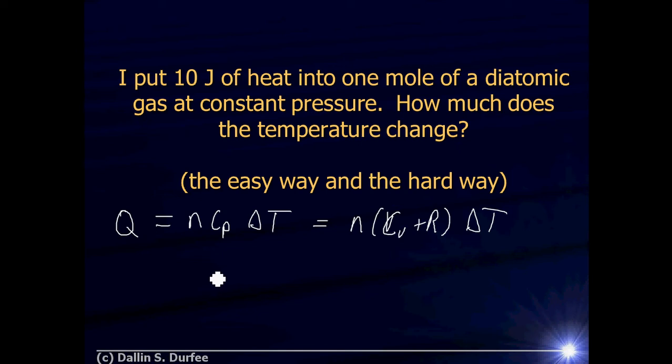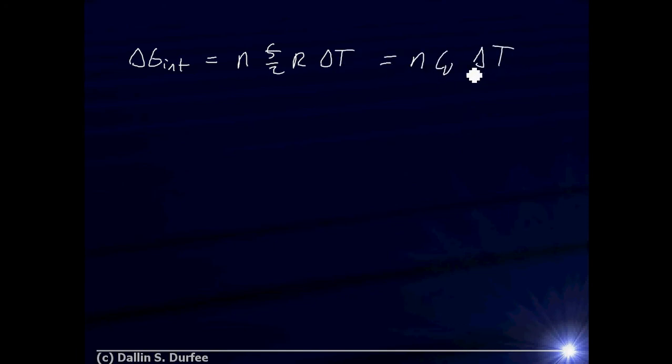But let's do this the hard way. Instead of doing this the easy way, let's do it the hard way. So the hard way, we're going to forget that we have this equation, all right? And we're just going to say, oh, the change in internal energy is always equal to N, number of degrees of freedom over 2, R, delta T, which I can write as NCV delta T, right?